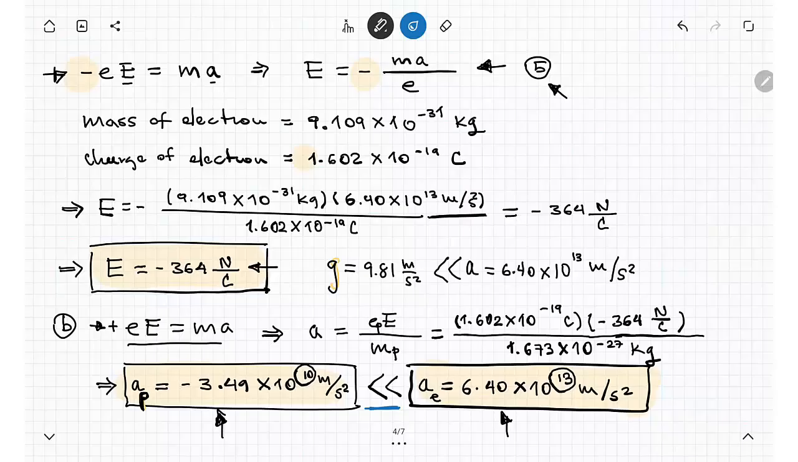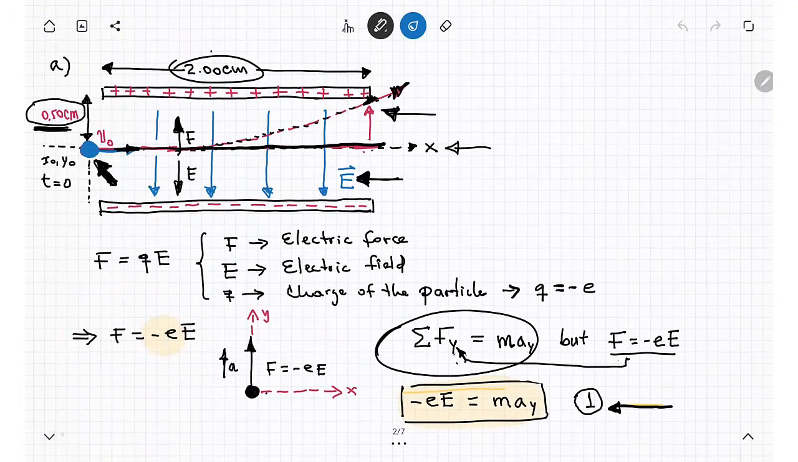And also something that I didn't tell you is this sign. This minus sign means that the acceleration of the proton is downwards, okay? And because the acceleration of the proton is downwards, the proton is deflecting downwards, in the same direction as the electric field. So the deflection is less because the acceleration is less, and it will do something like this. And the electron did something like this.